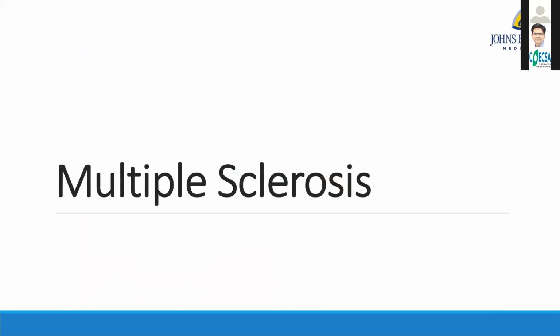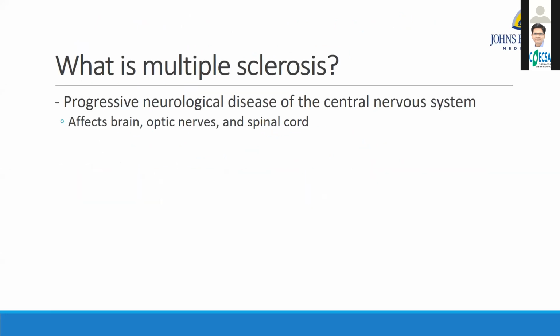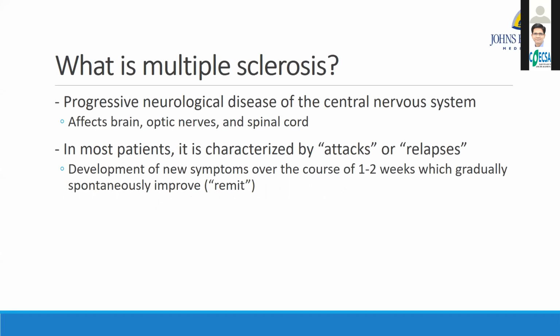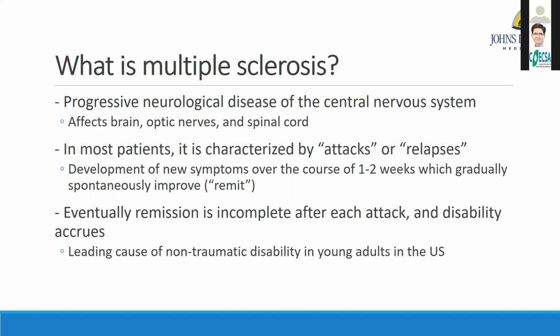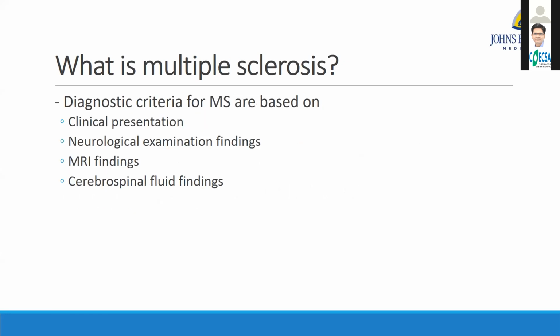And so I know we've been focusing on NMO, but I did want to just talk about multiple sclerosis for a minute. This is a progressive neurologic disease of the central nervous system that affects the brain, optic nerves, and spinal cord. It's characterized by recurrent relapses or attacks. And eventually, after enough attacks, the recovery is incomplete and disability accrues. And in the United States, it's the leading cause of non-traumatic disability in adults.